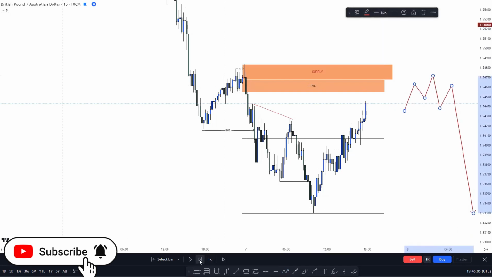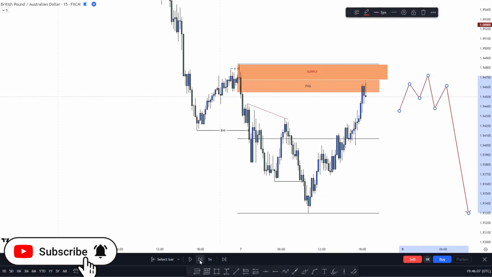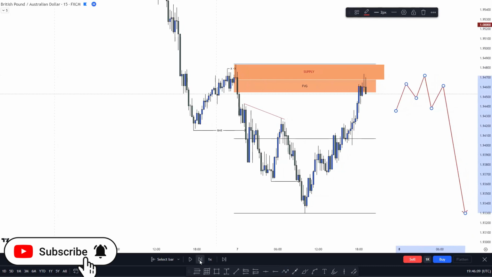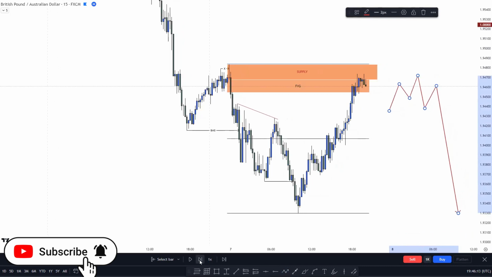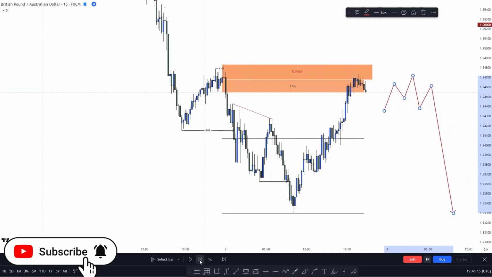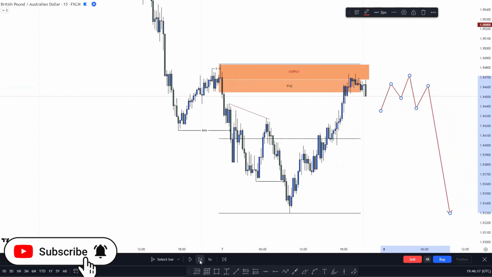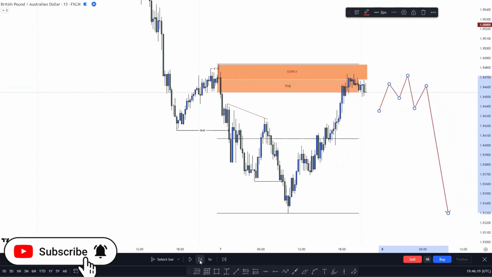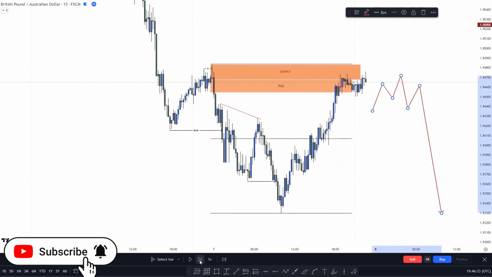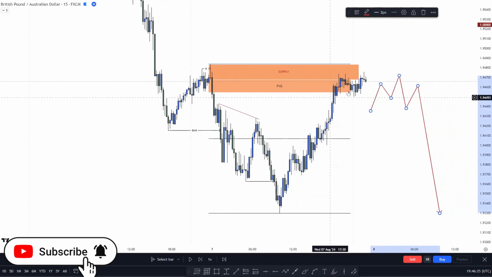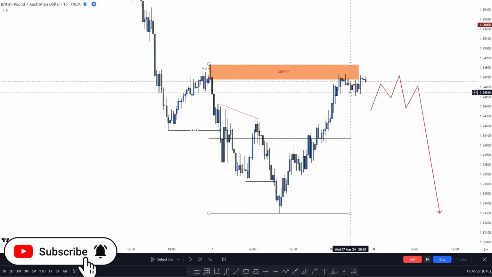So let's see how price reacts. Here we have price tapping into our fair value gap and also tapping into our order block. We are still not getting any confirmation yet, so let's wait and see how price reacts to this level. Price is still ranging around this level here. So let me delete this fair value gap because we already tapped into our extreme supply level.